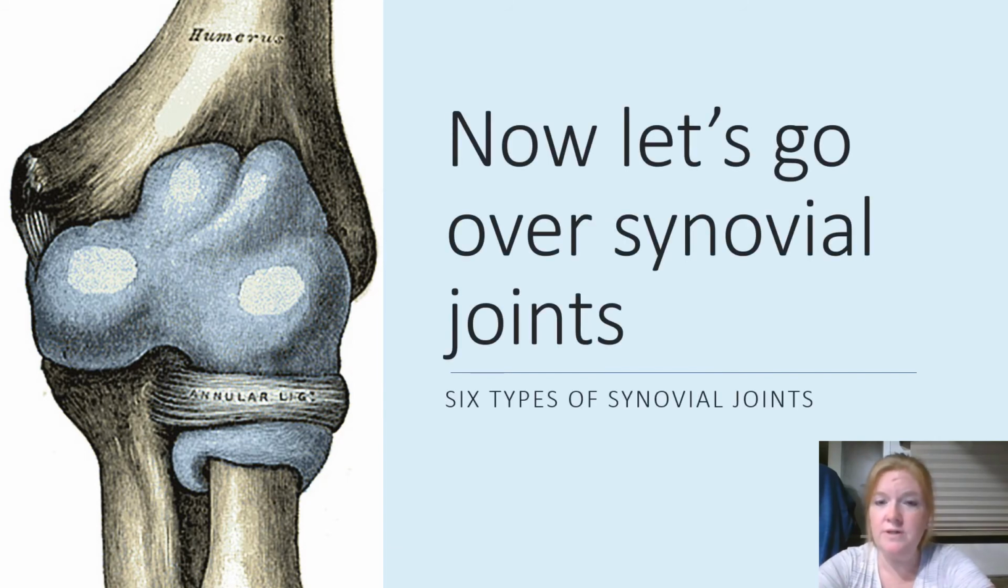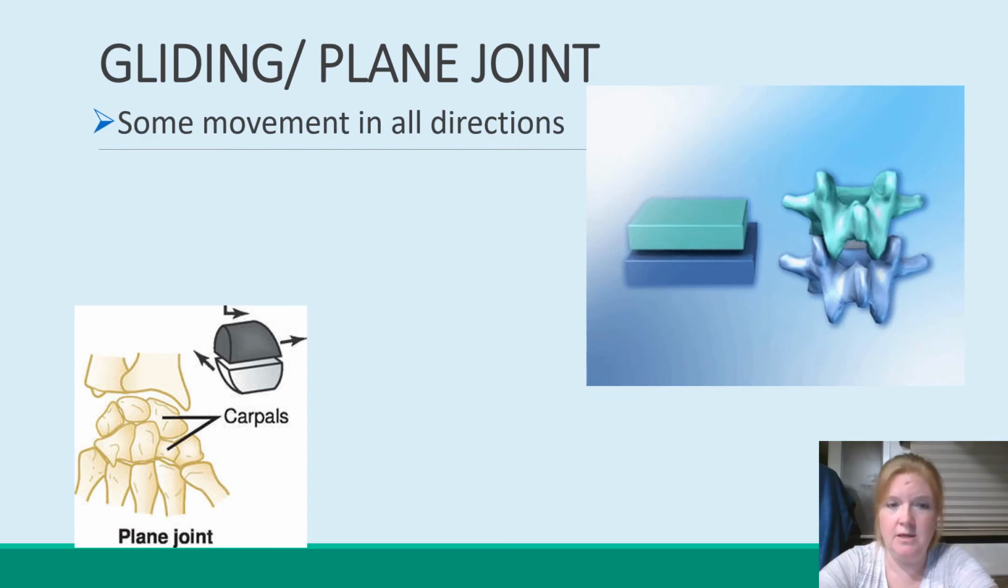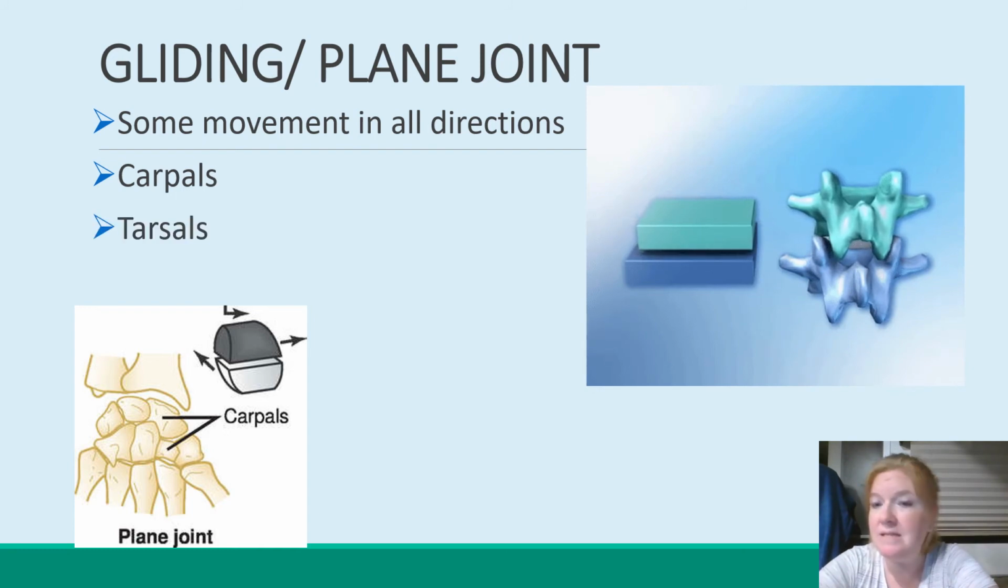Okay, now let's go over synovial joints. There are 6 types of synovial joints to remember. First, we have a gliding or plane joint. It allows some movement in all directions. Find this in the carpals. Find this in the tarsals. You can see in that GIF, it allows some movement in all directions.